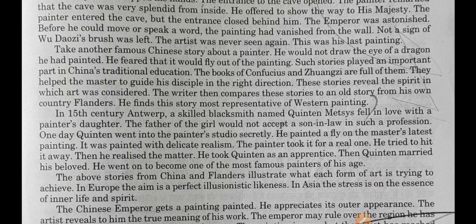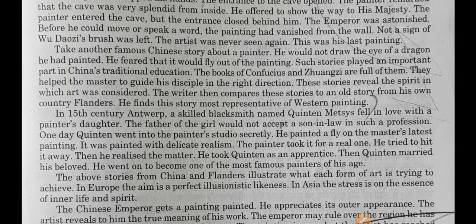So one day, Quentin went into the painter's studio secretly, and what did he do there? He painted a fly on the master's latest painting. Means the father of the girl, or the master painter, had painted something, and Quentin Matsys went into the studio and painted a fly on the painting.